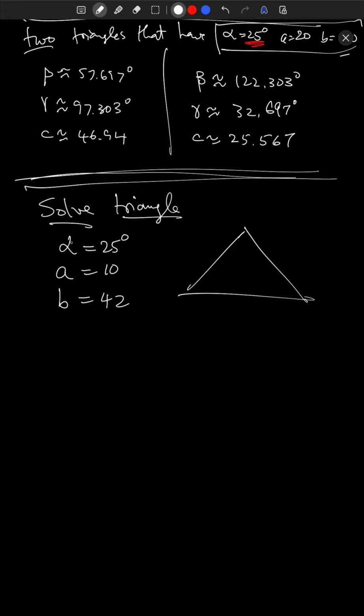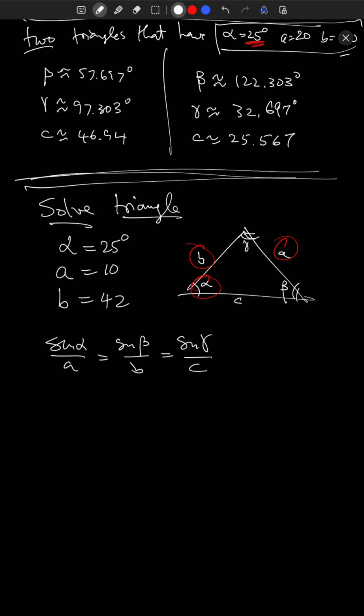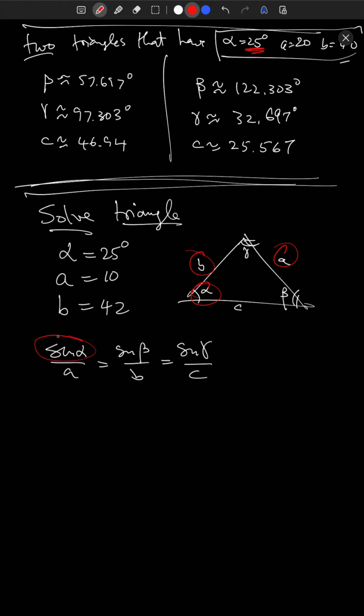But in any case, it's the same concept. We have alpha, A, and B, right? So alpha, beta, gamma, A, B, C. What do we know? We know alpha, we know A, and we know B, right? So again, we have 2 consecutive sides and an angle, so it's the same situation. Let's write down our law of sines: sine alpha over A, sine beta over B, sine gamma over C. Circle the ones we know.